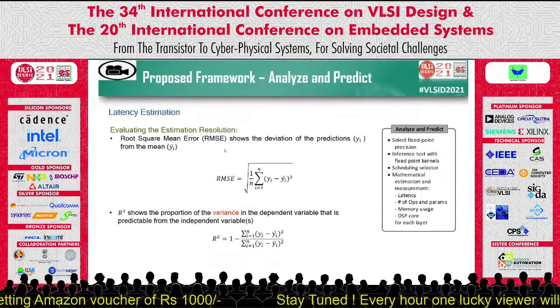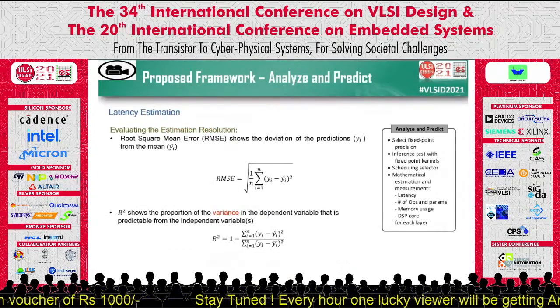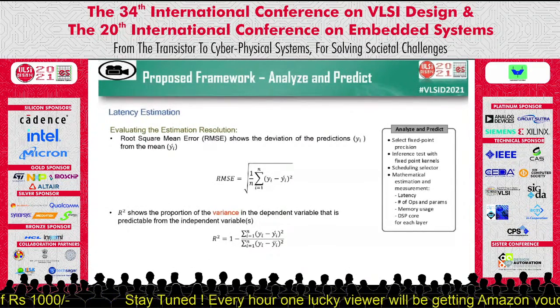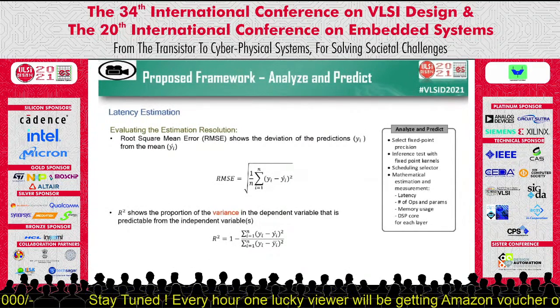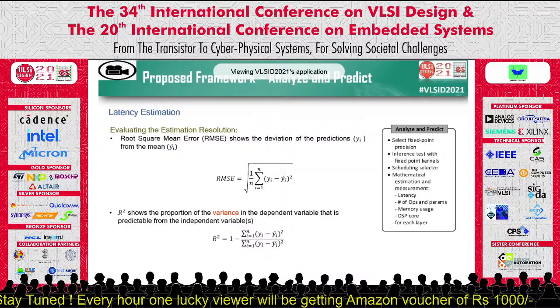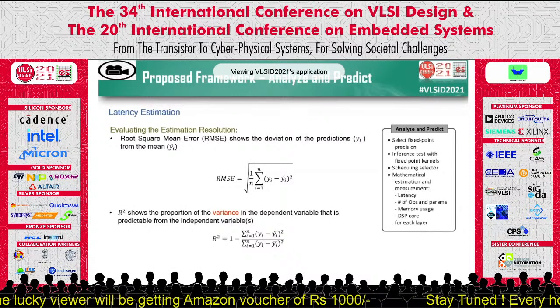To evaluate the estimation resolution, the root mean square error shows the deviation of the predictions from the mean. R squared shows how much of the variance of the original dataset is explained by the model and not contributing to the error.